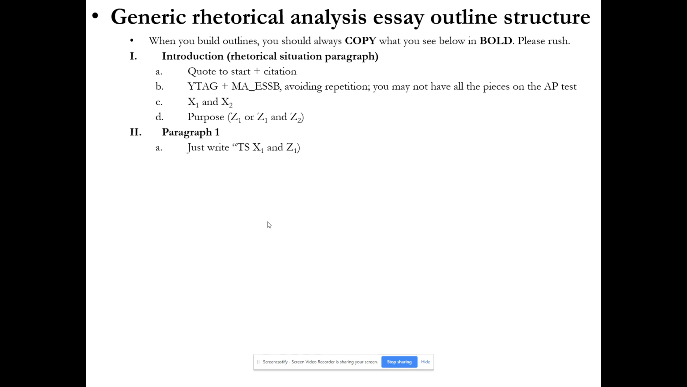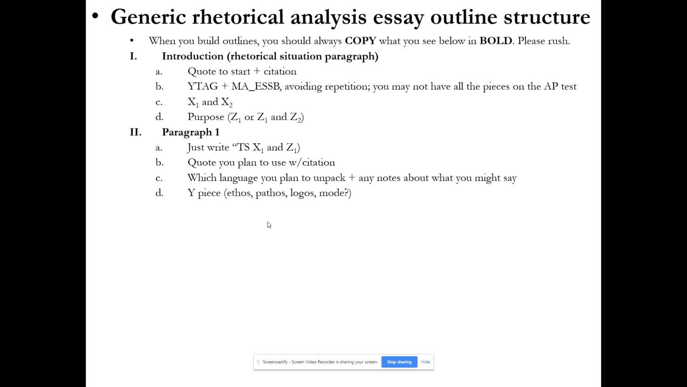Okay, body paragraph 1: you should write TS for topic sentence, and then X1 and Z1. So just copy them, and you might even abbreviate a little bit. Then find your quote. Again, use an ellipsis, but make sure you know what quote you're going to use and what paragraph or line it's on. Write down a few things about what language in the quote you plan to unpack and how you plan to unpack it. Just a few words to remind yourself when you go to write the essay.